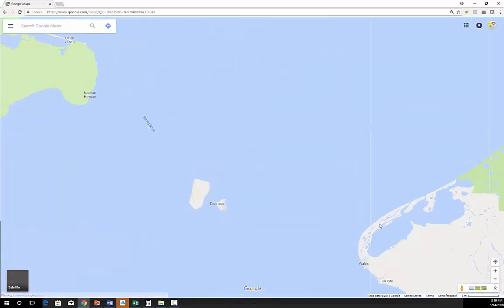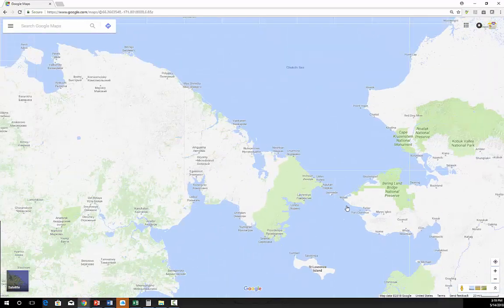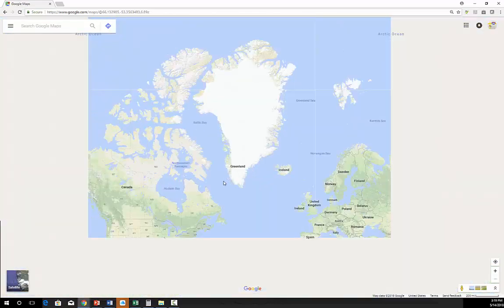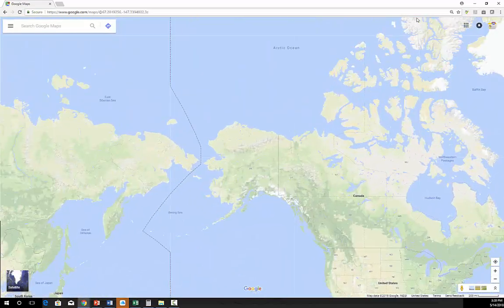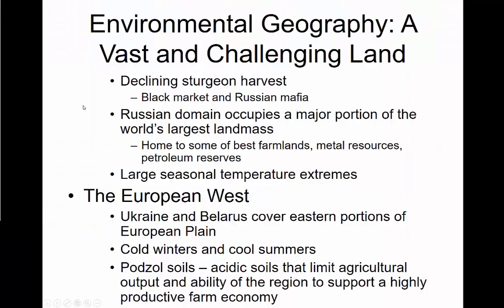And if we zoom out, we can look at the scale at the bottom right, so we can see how far it is from mainland Alaska. So let me get back to this here. So it's a large domain. If I haven't mentioned it yet, it's the largest country in the world by far. I think it's about 8 million square miles. It's got cold winters, cool summers.